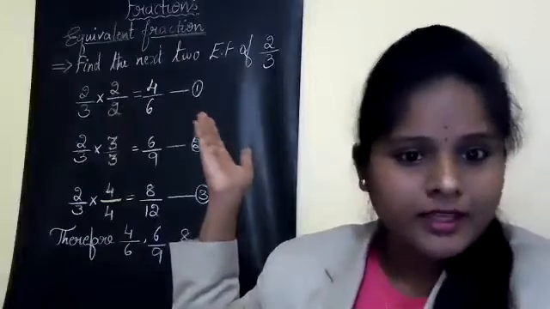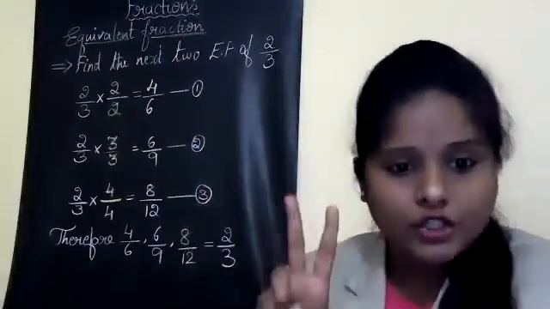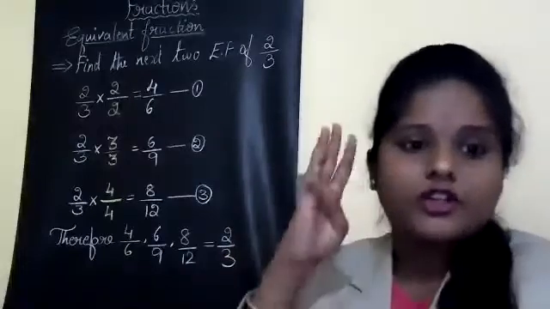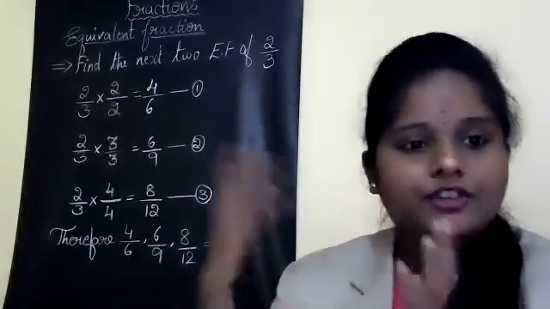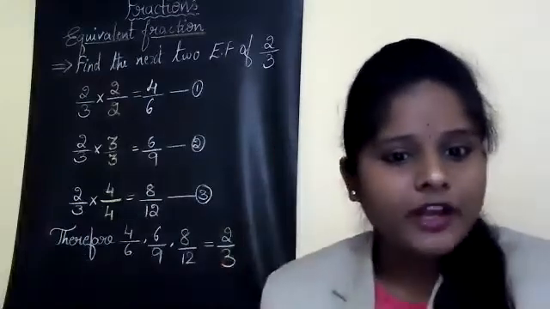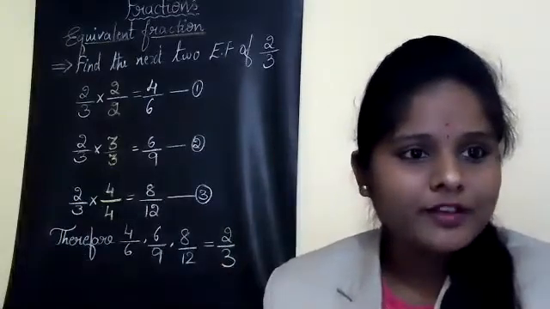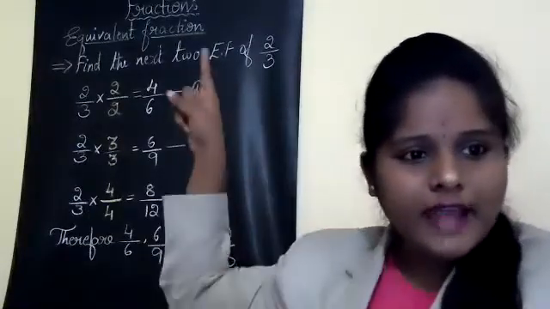Okay. Are you getting this now? First we will multiply it by 2. And next we are going to multiply it by 3. In the next step, by which number? If they ask you for 3 equivalent fractions, 4. If they ask you for 4 equivalent fractions, 5. Like that. Okay. So here they asked for only 2.